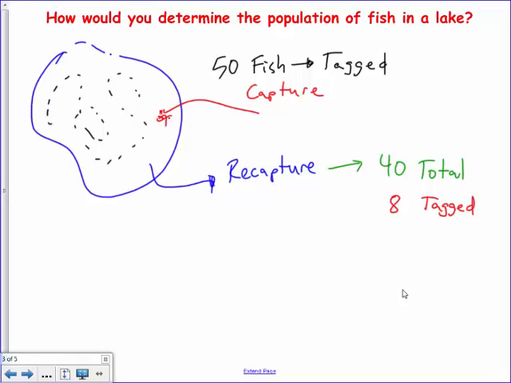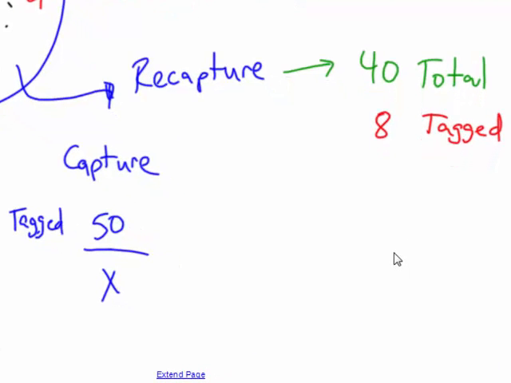So think about this. During the capture, 50 were tagged, right? Out of how many total are in the lake? Well, we don't know. So we put an X there. So 50 out of X. So 50, remember that represents the tag. Sometimes I like writing stuff on the side so I know what matches up. And X represents the total fish, right?